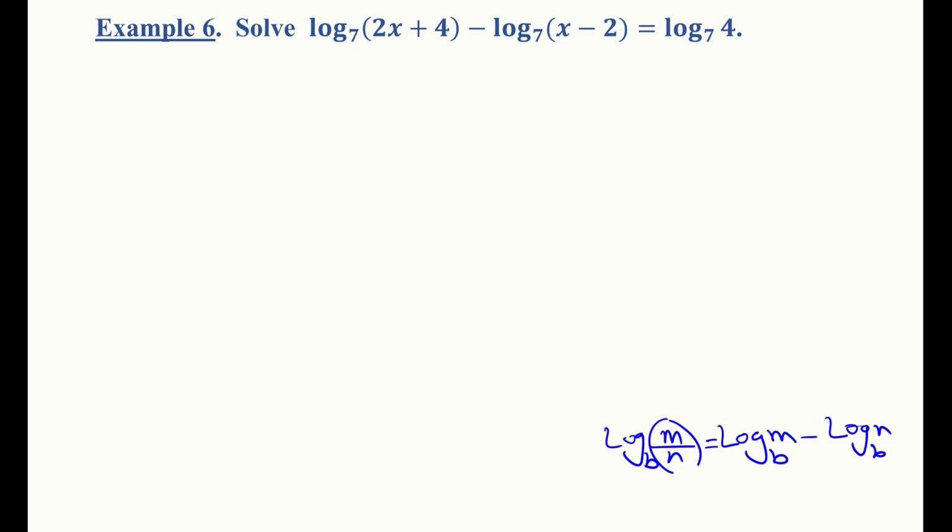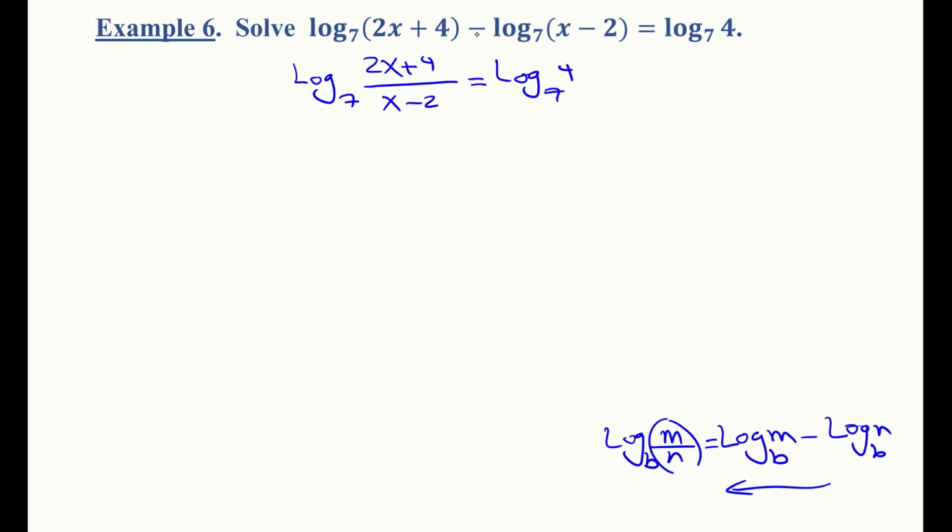Of course, we're going to be using this law in this direction. So we get log base 7 of (2x plus 4) over (x minus 2) equals log base 7 of 4.